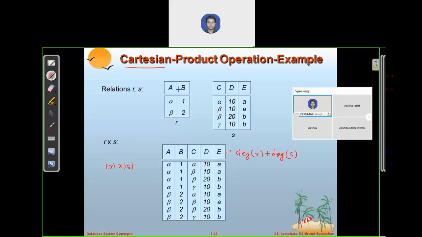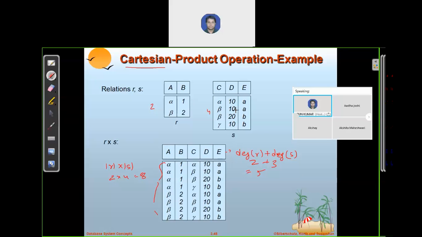Here, as you can see, the degree of relation R is 2 and the degree of relation S is 3. So the degree of the resultant relation will be 5. As you can see, there are 5 attributes in this relation. The cardinality of this relation is 2 and the cardinality of this relation is 4. So the number of records in the resultant relation will be 8. You can count these records. These are some properties of this relation.